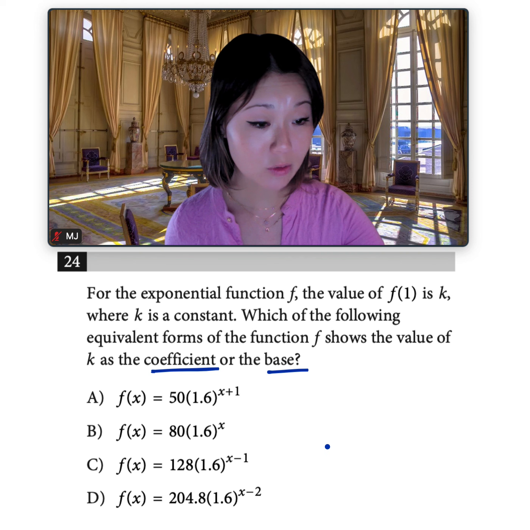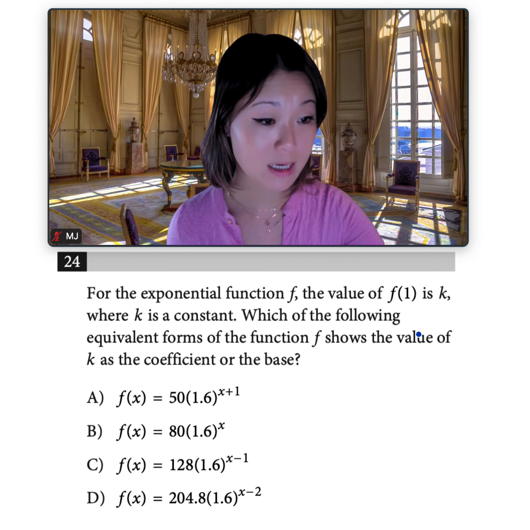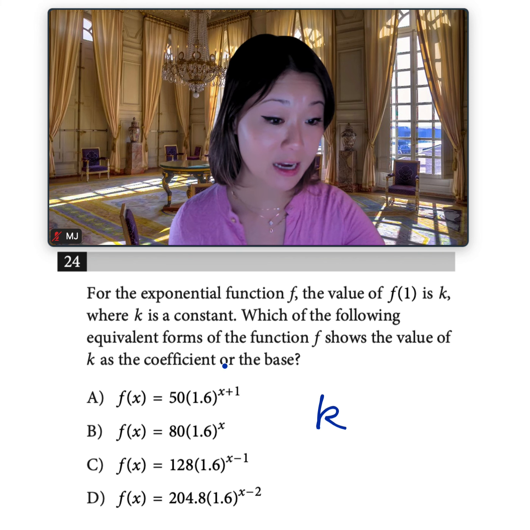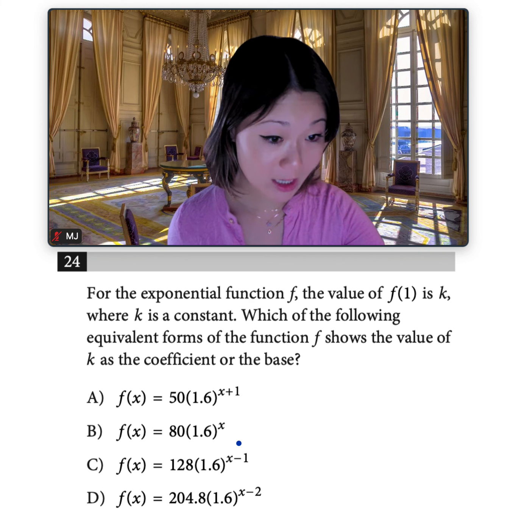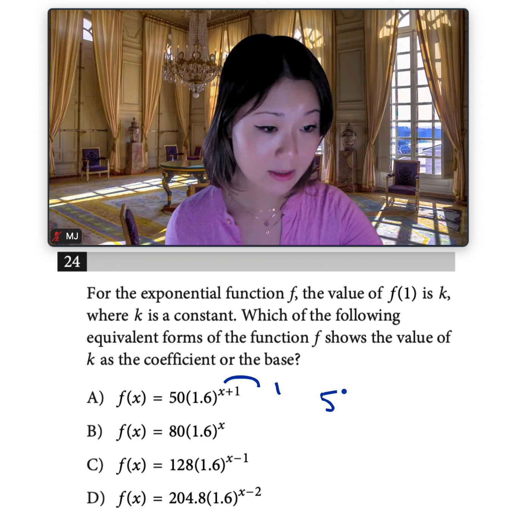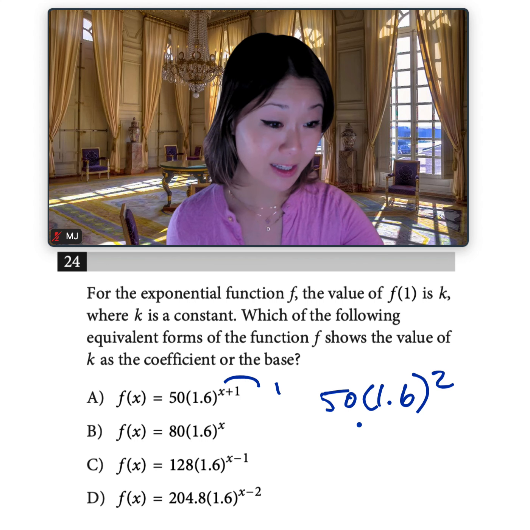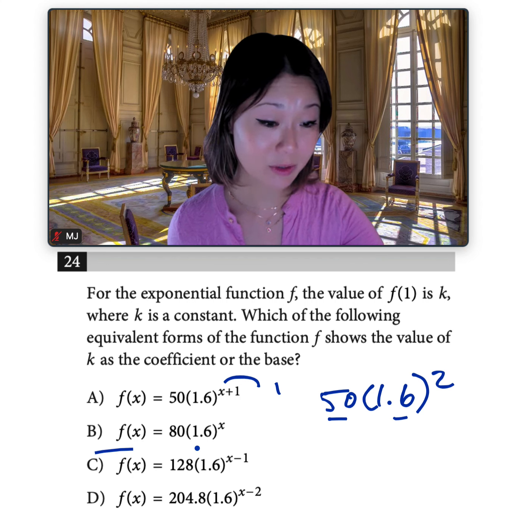So you could literally use your calculator to plug 1 into all of these and check what you get for k and see if k actually becomes part of these. But if you're an astute observer, you can tell that if I put 1 here, that's going to give me 50 times 1.6 to the power of 2. Is that really going to give me 50 or 1.6? Very unlikely. Same thing for b.